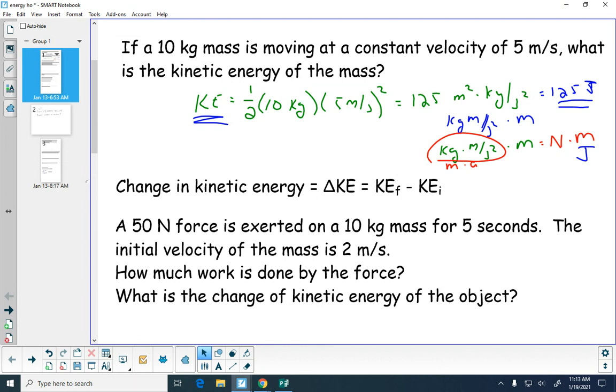A 50 Newton force is exerting on a 10 kilogram mass for 5 seconds. The initial velocity of the mass is 2 meters per second. How much work is done by the force?